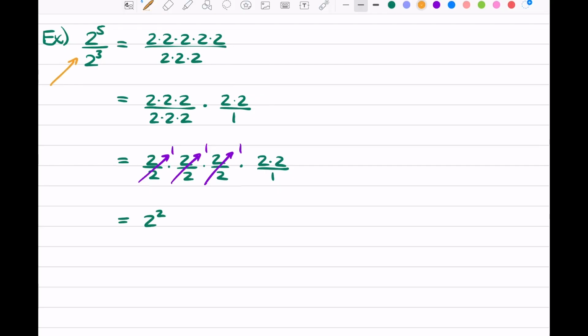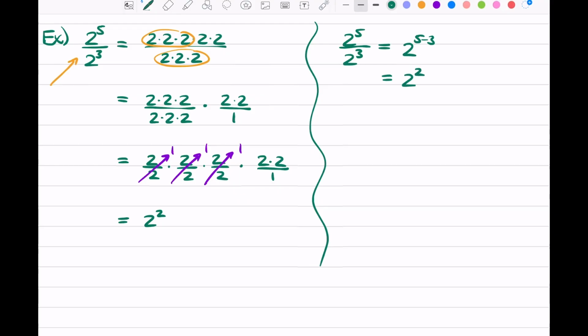So looking back at our first step, we had 2 multiplied 5 times, and then 2 multiplied 3 times, and we ended up canceling out 3 of these 2's. A shortcut for getting to the answer is to just subtract the exponents to see how many 2's are left over. So if we have 2 to the 5th divided by 2 to the 3rd, we can subtract those exponents. So we'll write it as 2 to the 5 minus 3. And 5 minus 3 is 2. So we have 5 2's, and we're dividing out 3 of them. So we're left with 2.